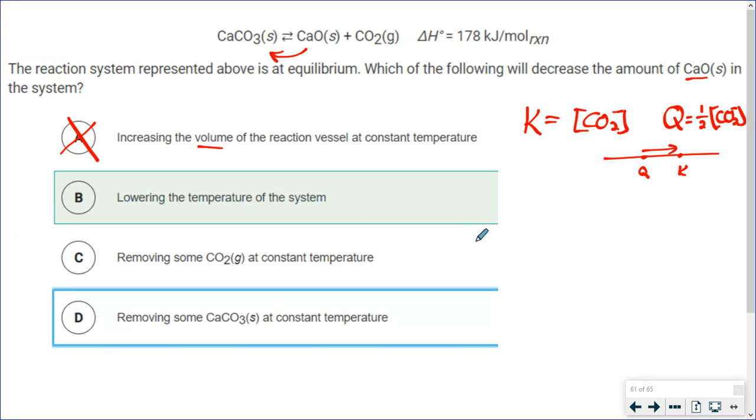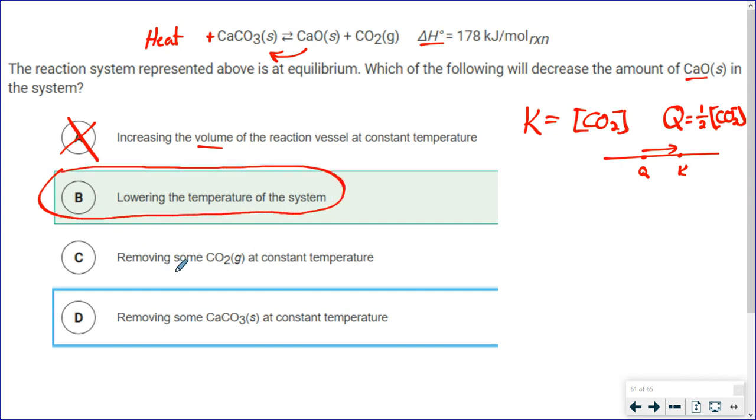B, lowering the temperature of the system. If we lower the temperature of the system, we want to consider our delta H value. It's a positive value, so that means heat's on this side. So heat would be a reactant. If we lower the temperature, you can picture that just like removing a reactant. And if we remove heat, we're going to shift to the left to reestablish equilibrium to try to replace that heat that was removed. And if we shift to the left, that would decrease the amount of calcium oxide. So this is the correct answer.